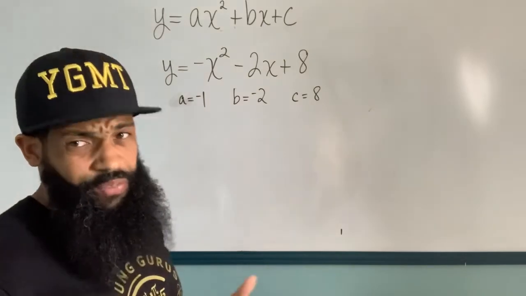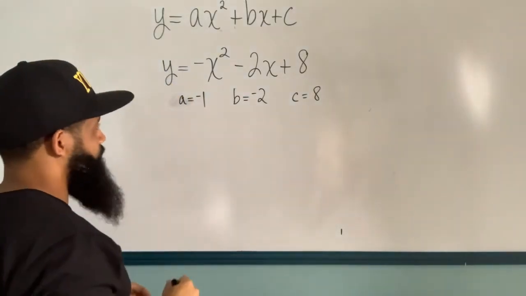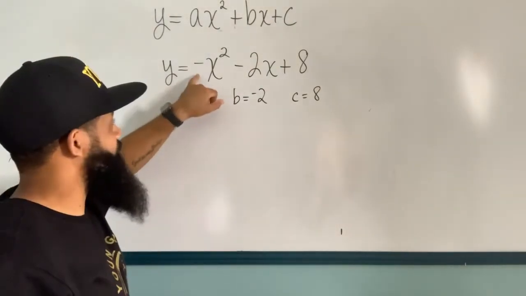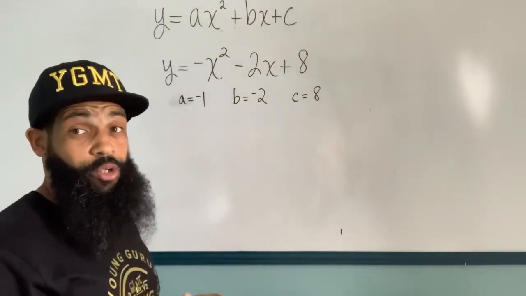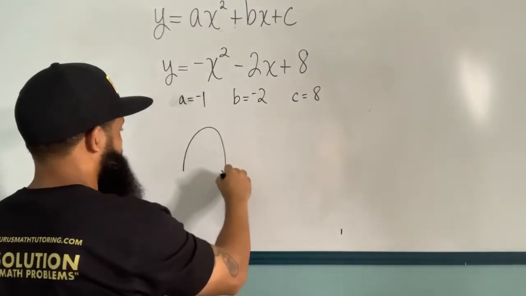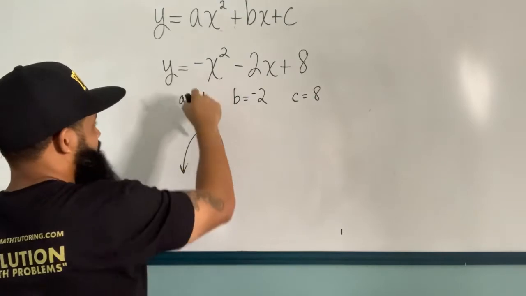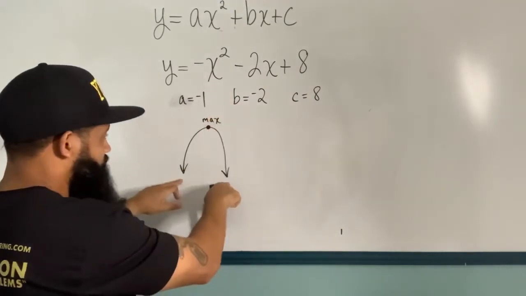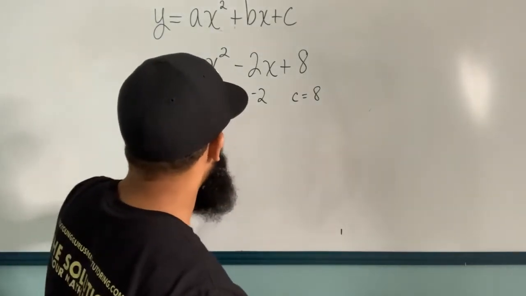All right, so let's find the vertex first. This is going to open down because a is negative. So the graph of this is going to open downward. That means the vertex is going to be a maximum point, so it would look something like this. Now, this is definitely not drawn to scale. We just know because a is negative, it's going to have a maximum point, and it's going to open down. All right, now let's find exactly where that is.